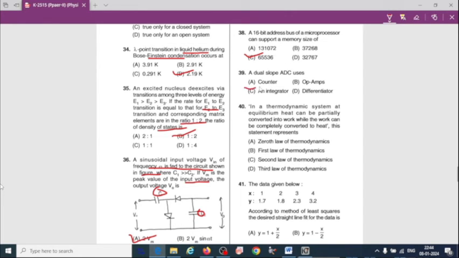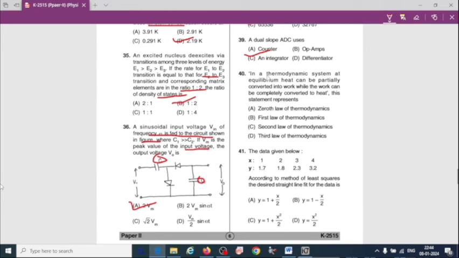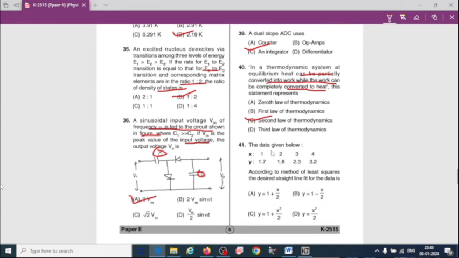In a thermodynamic system at equilibrium, heat can be partially converted into work, while work can be completely converted to heat. This statement is option C, second law of thermodynamics.